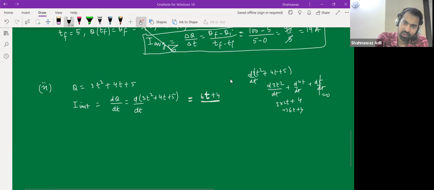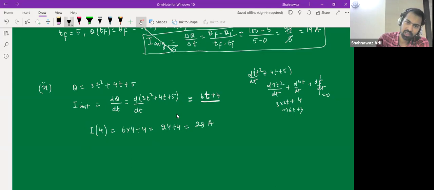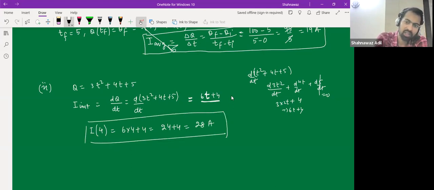So then we want to calculate the current at 4 seconds. This would be 6 into 4 plus 4, so 24 plus 4, which is 28 amperes. So this would be the instantaneous current. You guys quickly note this down, and then we'll talk about the direction of the current.